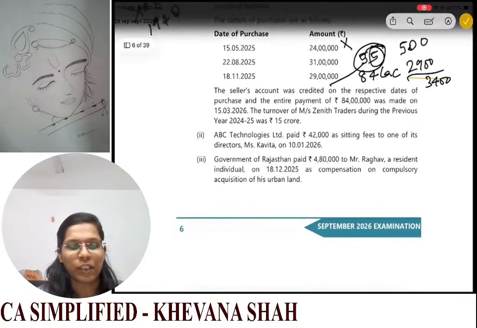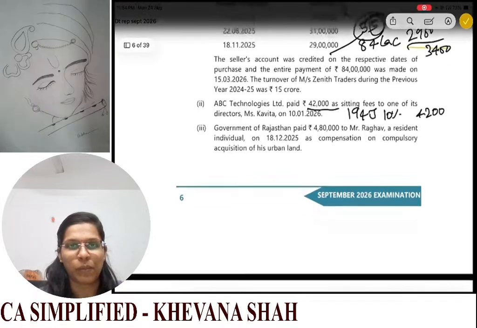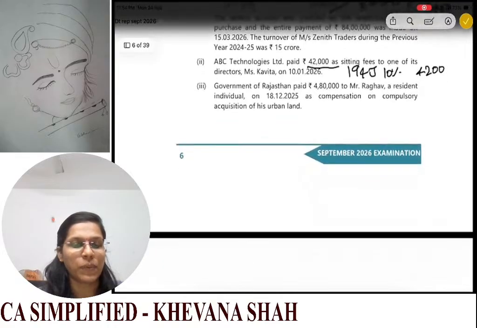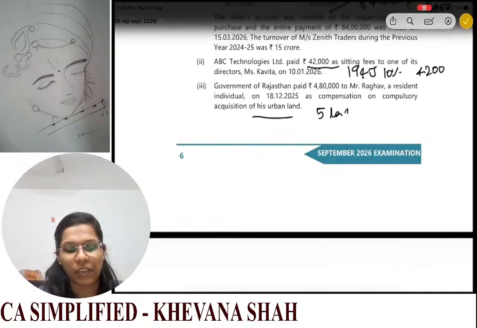Then we have ABC Technologies paid 42,000. Now remember 194G, no limits, directly 10%, 4,200 TDS applicable. Then compensation for compulsory acquisition, threshold limit 5 lakh, threshold limit not crossed, TDS not applicable.